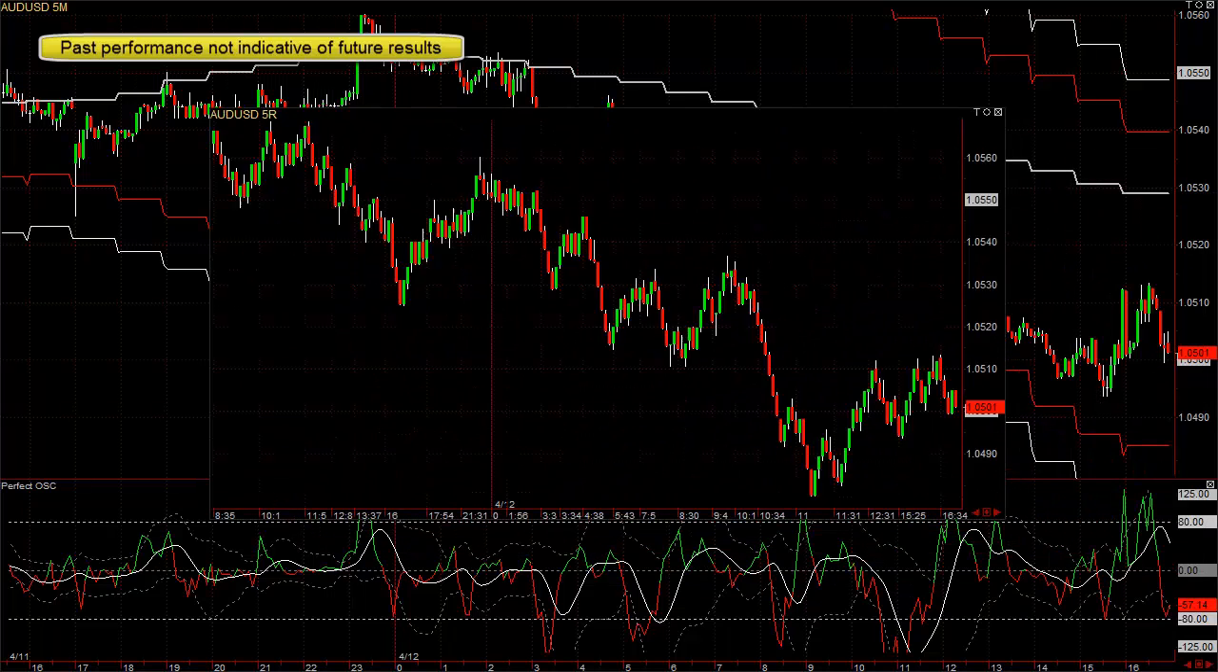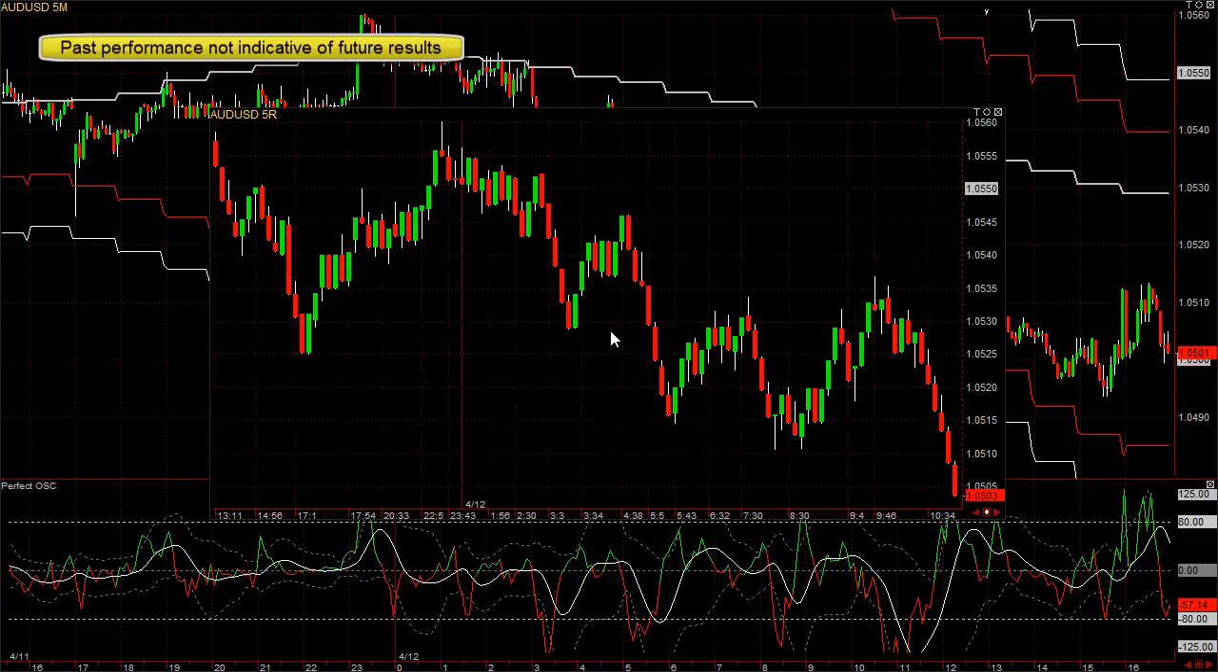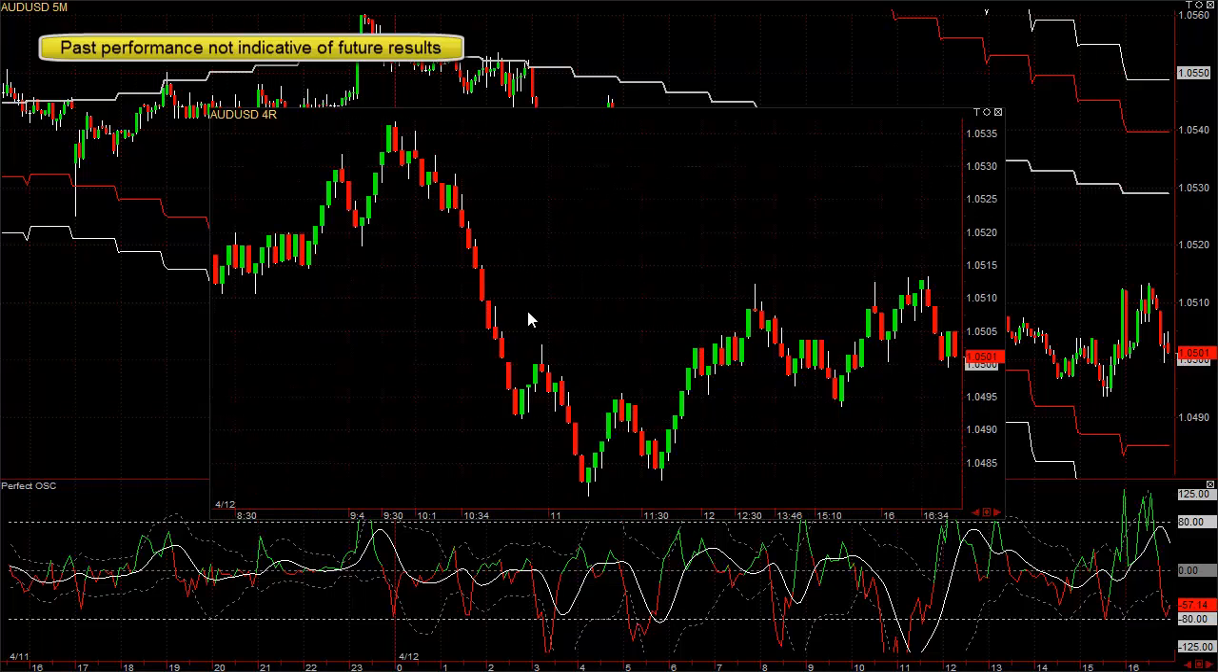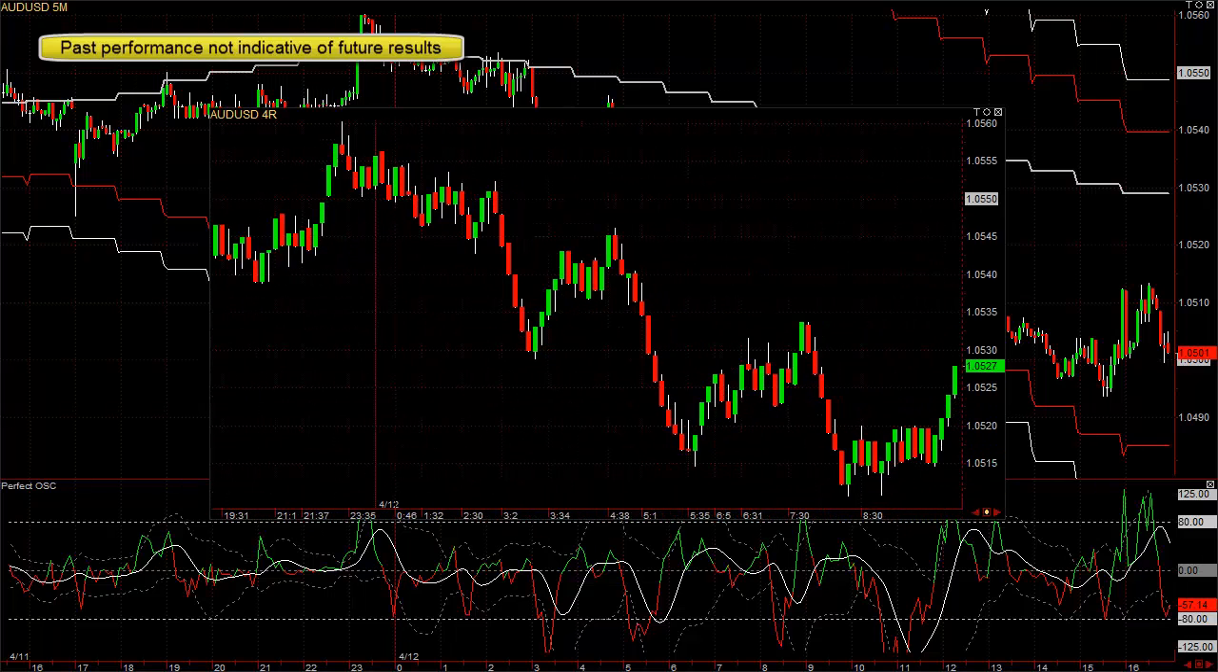Here's the Australian dollar 5 pips per bar chart. And if you don't like the way it looks, you can go down to 4 pips per bar. It doesn't really matter, depending on the currency's volatility. At 5 o'clock, or even before 5 o'clock, we were looking for reversals. You might have sold the low of that bar with your stop above here.